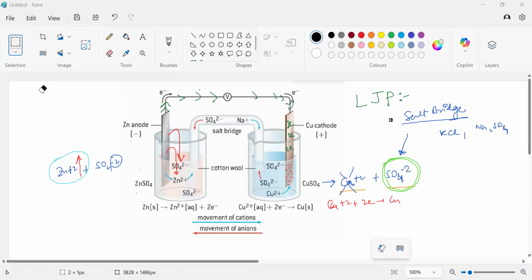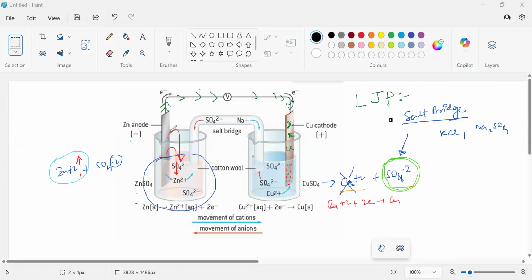Now, what's the work of the salt bridge? The work of the salt bridge is to lower the liquid junction potential. Somehow it has to neutralize the sulfate ions, and somehow it has to neutralize the zinc ions. Now, how does it do it? In this tank, which ions are more concentrated? The SO4 2 minus.